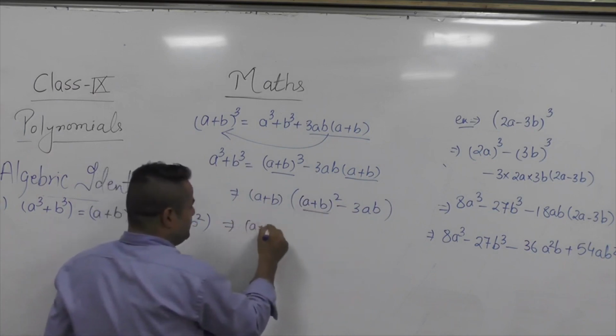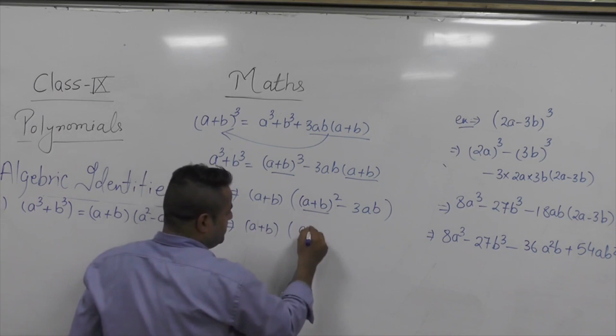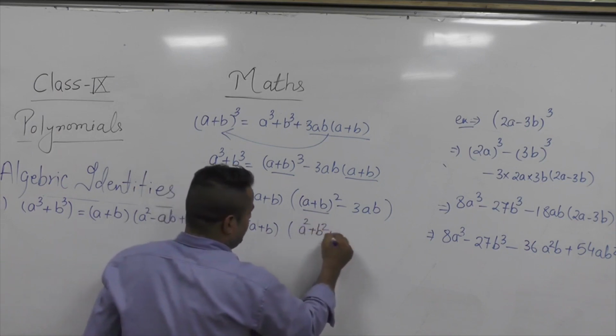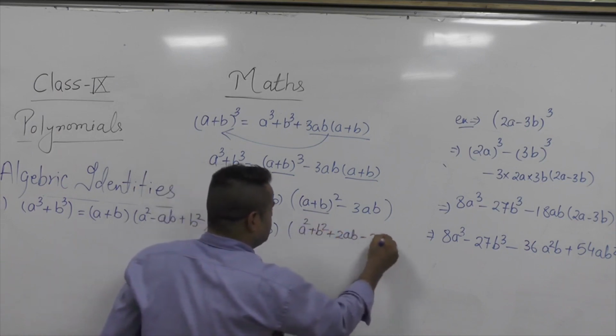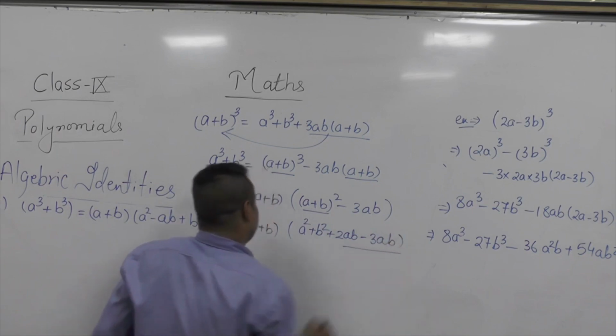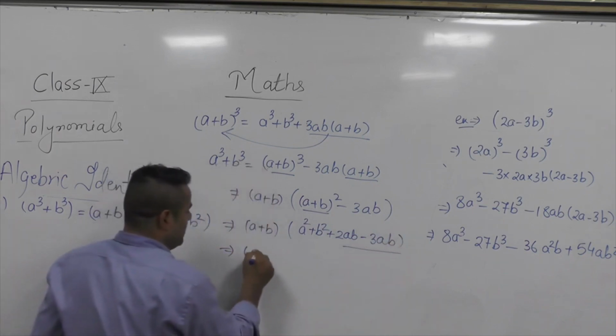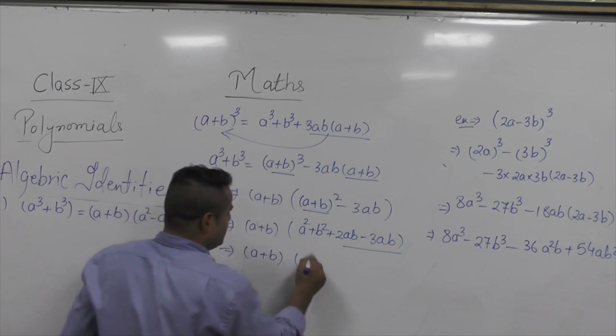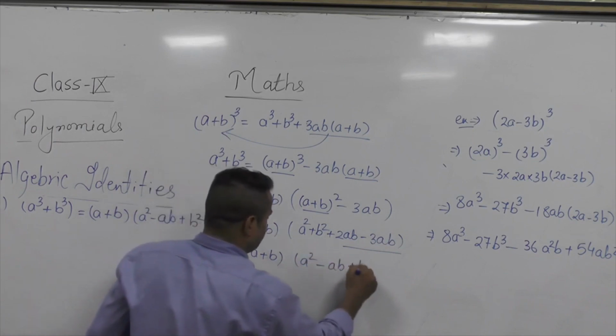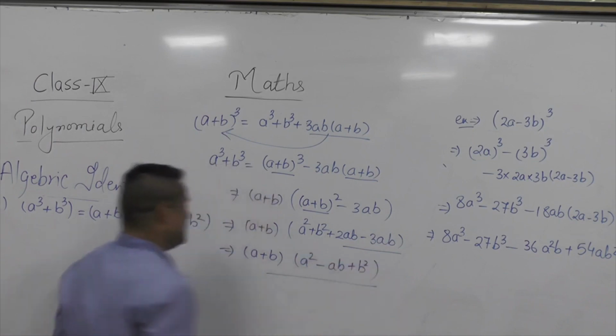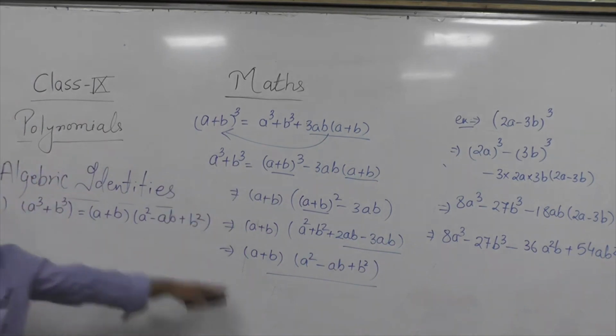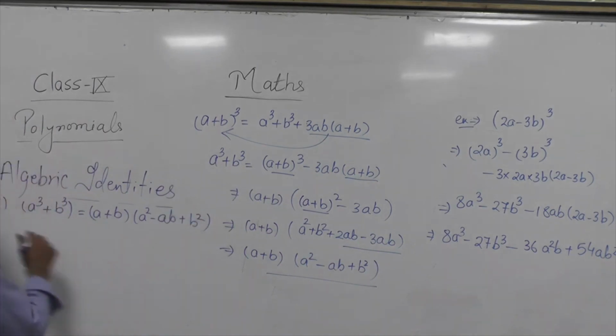Now just open this square. So a plus b will remain here. This a plus b square will be a square plus b square plus 2ab minus 3ab. This 2ab will get subtracted from this 3ab, resulting in minus ab. That's why minus ab comes here, and that's how we can get the identity of a cube plus b cube like this. Likewise, it's our 8th identity.